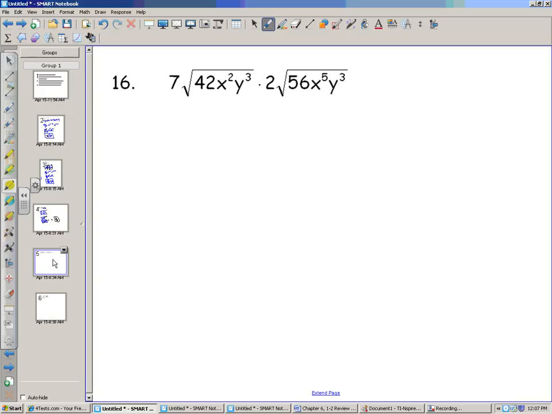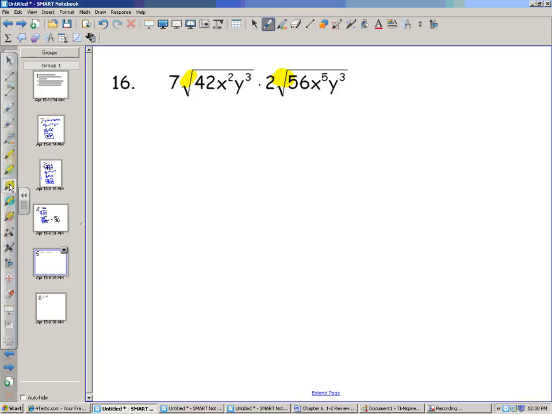Number 16. What do I do? Marry them. Because how do I know I can marry these? If you look right here and right here, there's nothing there, which means it's understood to be what? The square root. Do we all understand that?